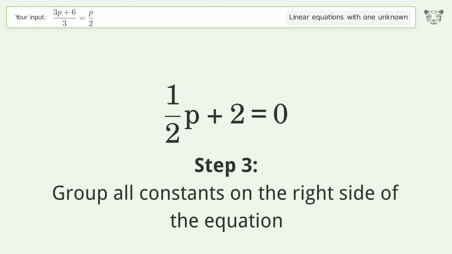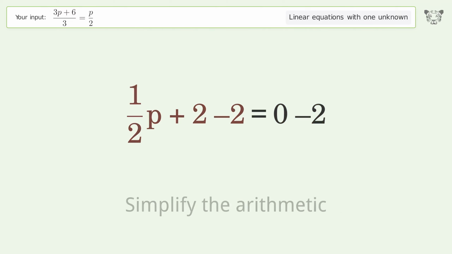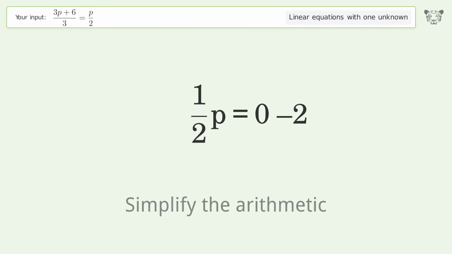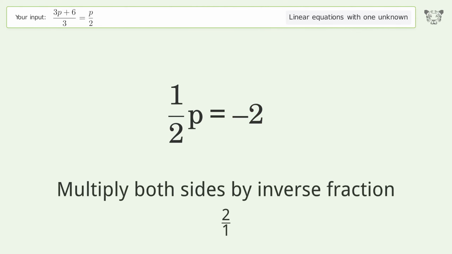Group all constants on the right side of the equation. Subtract 2 from both sides. Simplify the arithmetic. Isolate the p. Multiply both sides by inverse fraction 2 over 1.